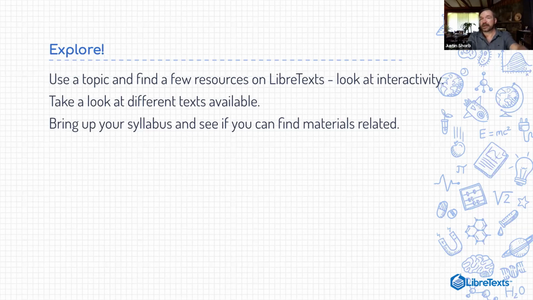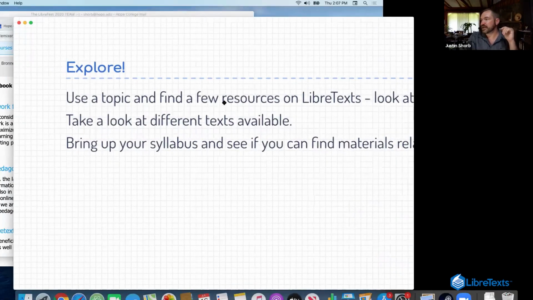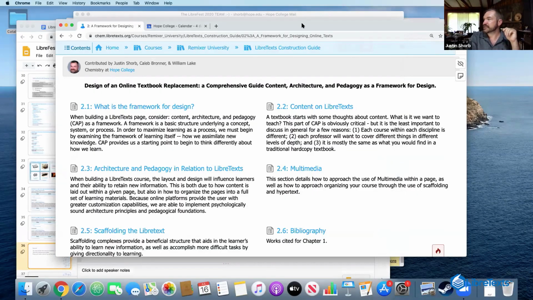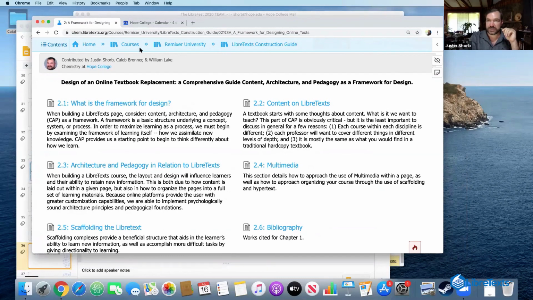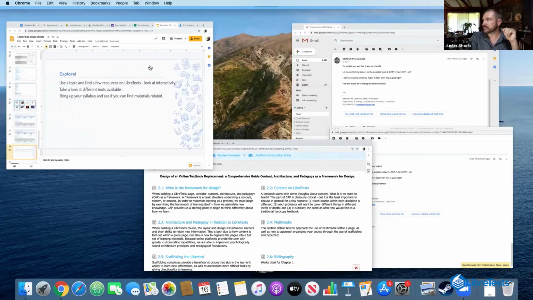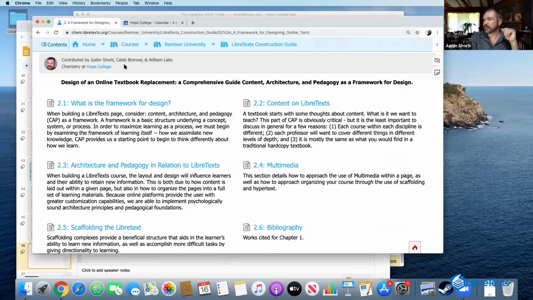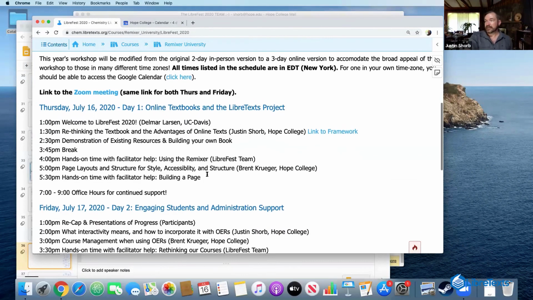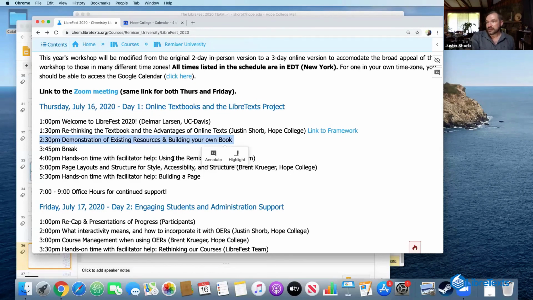So the next thing on our schedule is to explore. A lot of you already did this as your pre-LibreFest assignment that I gave you, to go through and explore. I need to bring up the framework. Boom. So talking a little bit about this idea, explore around the textbooks, think about these different pages.